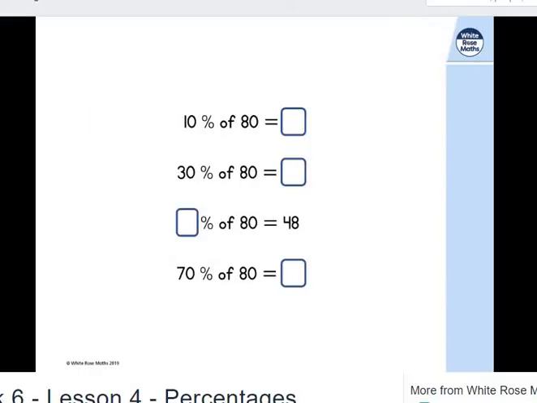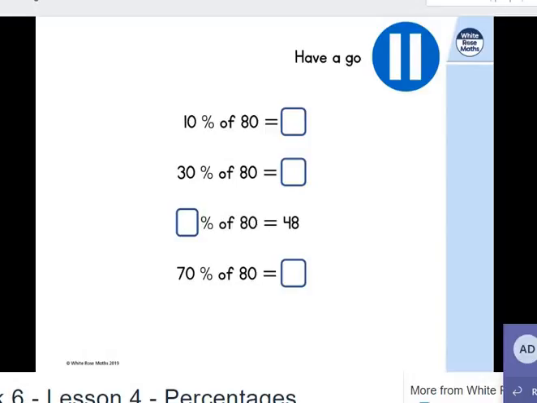So, something for you to think about now. Can you work out what the missing numbers are? Let's look at the first one. Well, 10% of 80 would have been 8. So 30% will be 3 times greater, 24.